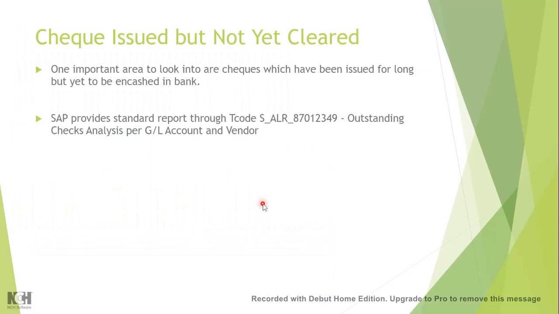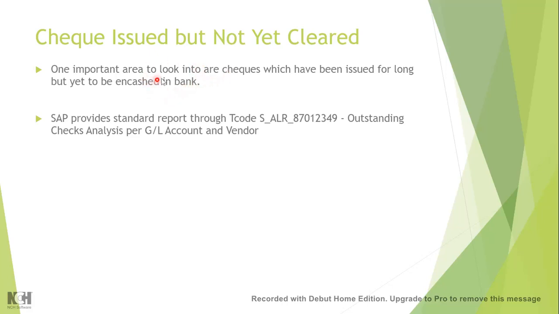I think this is the last one. Checks issued but not yet cleared. This is another very interesting topic I have seen in audits. Many times the client issues checks, but they don't get encashed. There could be multiple reasons. Probably the client did not give the checks to their vendor, they just issued them in the system, or there could be some genuine reason.